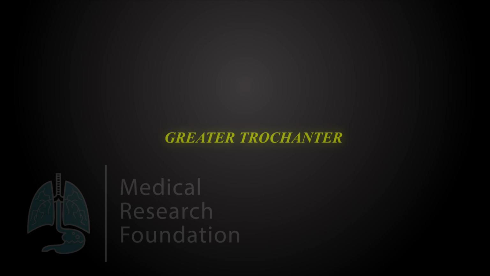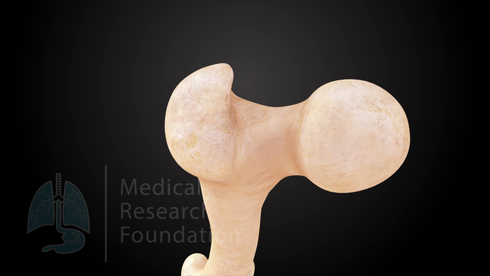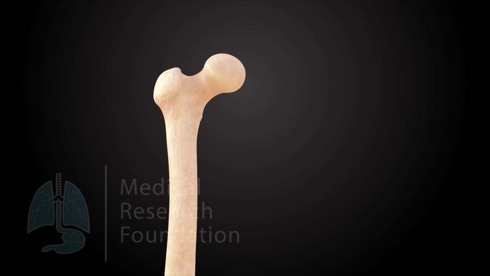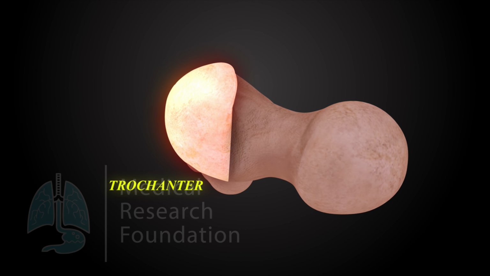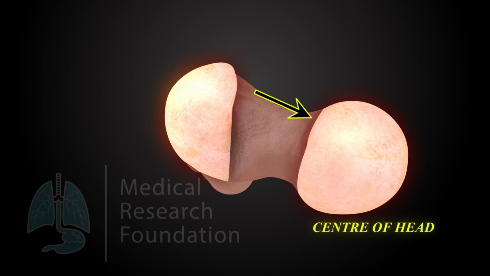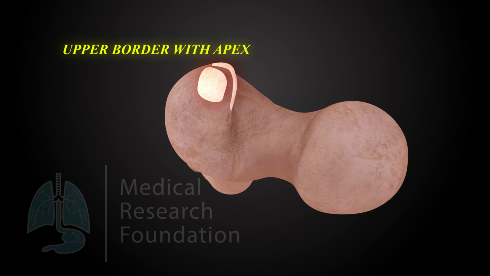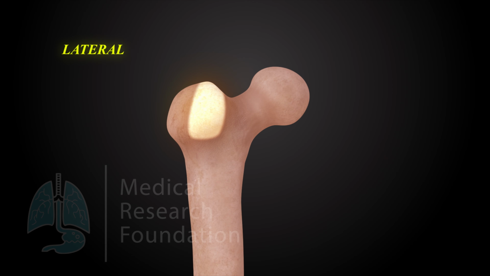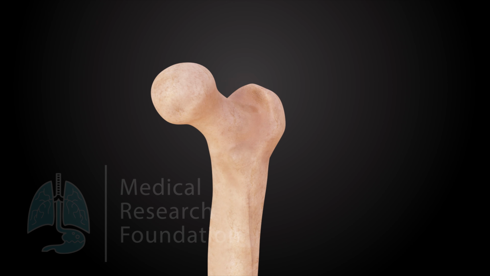Greater trochanter. This is a large quadrangular prominence located at the upper part of the junction of the neck with the shaft. The upper border of the trochanter lies towards the level of the center of the head. The greater trochanter has an upper border with an apex. The anterior surface is rough in its lateral part. The medial surface presents a rough impression above and a deep trochanteric fossa below.